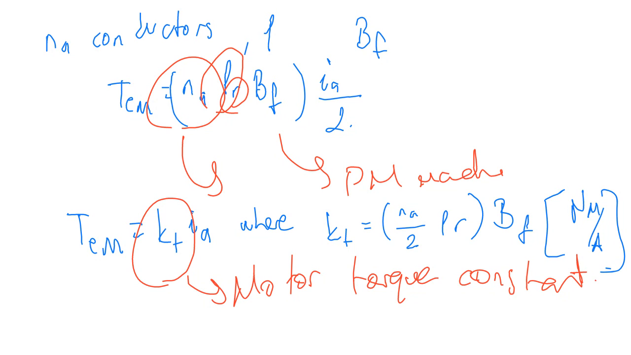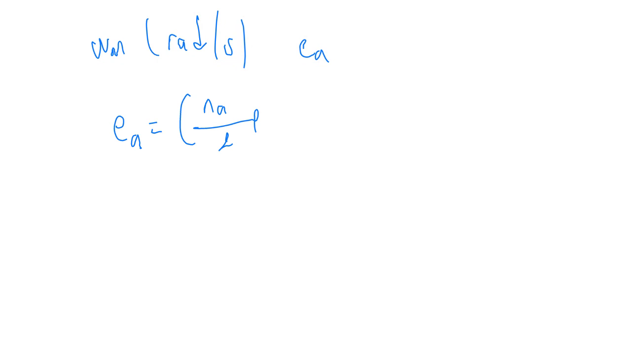So also another constant, at a speed of omega m. Omega m is the rotational speed, in radian per second. The induced EMF, Ea, across the brush can be calculated by multiplying the induced EMF per conductor by Na over 2, which is the number of conductors in series in each of the two parallel connected armature circuits. Ea equals Na over 2 L r Bf times omega m.